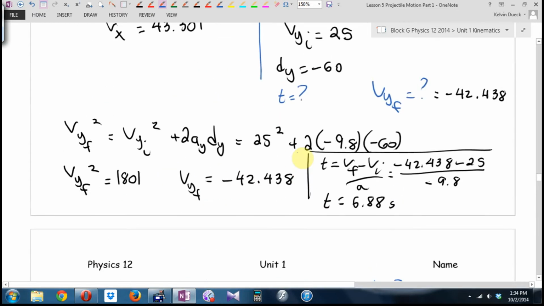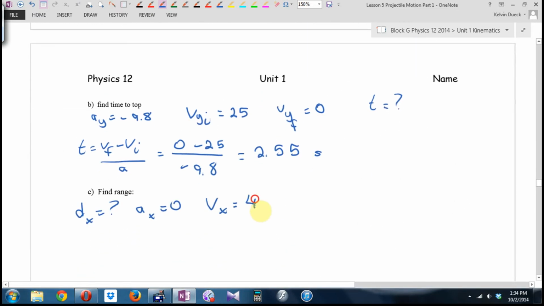What did I say it was? 43.301. This is not enough. I only have two things. I need three things to find the fourth. What else do I know? Which time am I going to use? The answer from A or the answer from B? A.